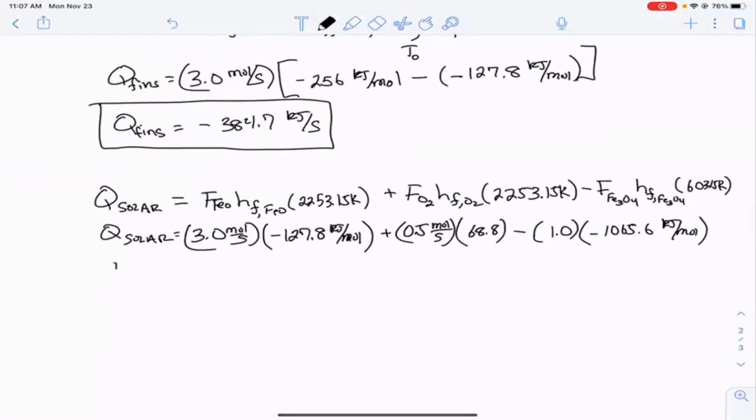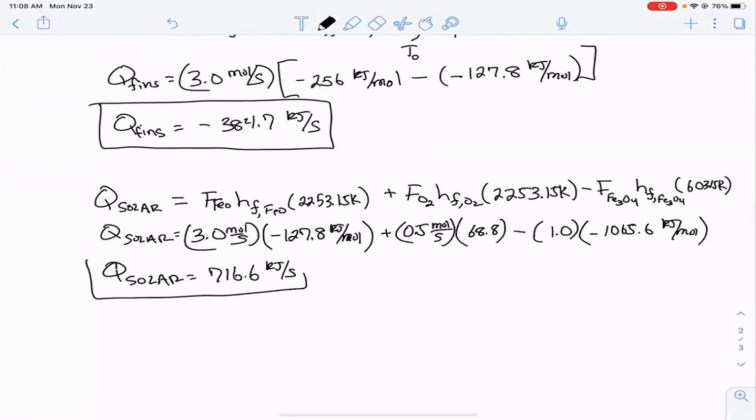Yeah, there we go. So then Q solar equals 716.6 kilojoules per second. Okay. And now we really just have two other Qs to do on the right-hand side of our diagram.